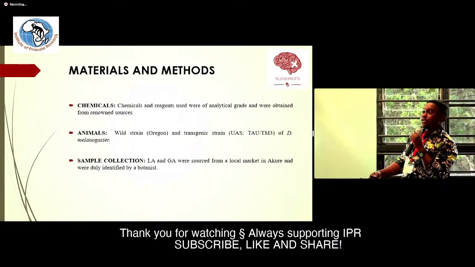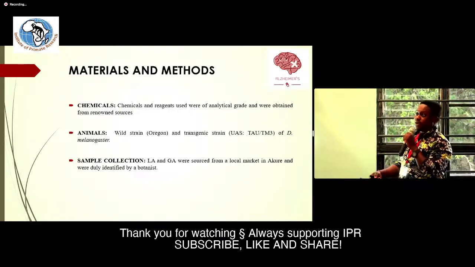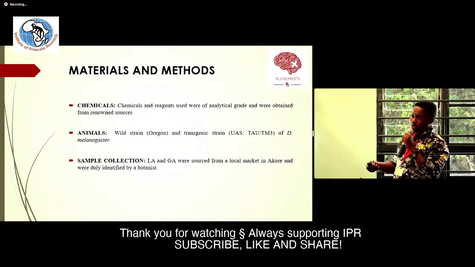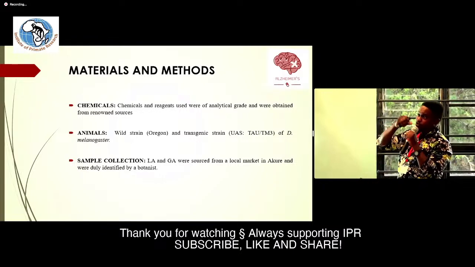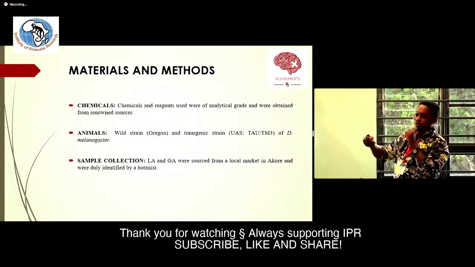So the chemicals we used were of analytical grade and they were gotten from known sources. Like I said, we made use of Drosophila, which are popularly referred to as fruit flies, as the experimental model. Basically, we made use of two strains. We have the wild-type strain, which we call the Oregon, and the transgenic strain. Now, these transgenic strains, we call them the tau flies, because they are flies that have been genetically modified to overexpress human tau proteins. So we made use of both strains of flies.